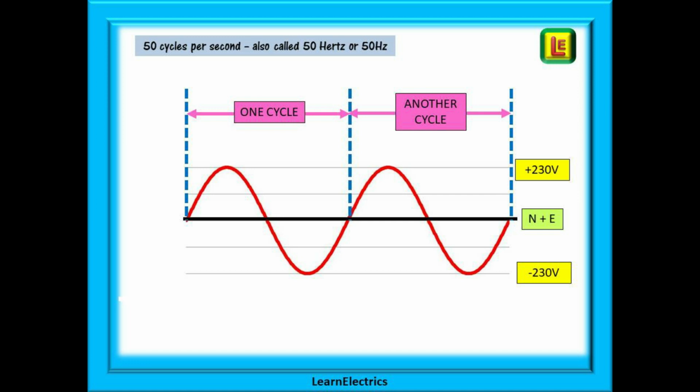Then it starts again. Positive, negative, one cycle. Positive, negative, the next cycle, and another, and so on. In the UK, the public network operates at 50 cycles per second, or 50 Hertz, using the standard naming convention, and you will hear both being used.